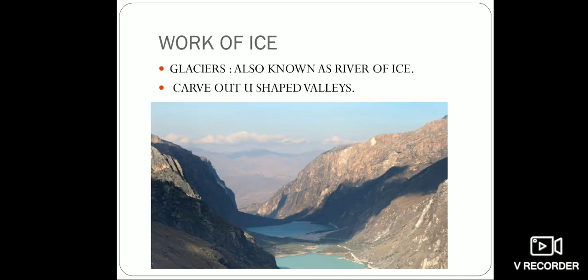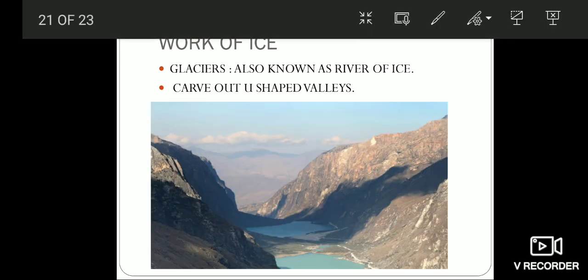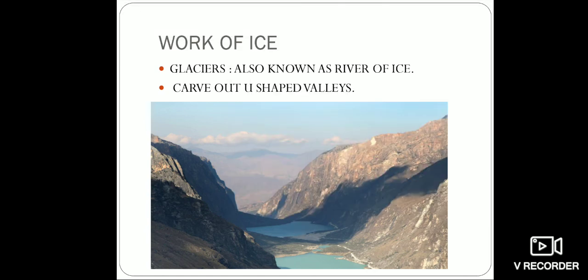Now we are going to talk about the works of ice. A glacier is also known as a river of ice, and it erodes the lower level and the side portion of the land. And whenever a glacier moves, it creates a U-shaped valley. Whereas rivers create V-shaped valleys, glaciers create U-shaped valleys. And whenever a glacier melts, certain lakes are formed at the bottom of the glacier. As you can see, these lakes are formed at the bottom of the glaciers, and these lakes are known as ribbon lakes.